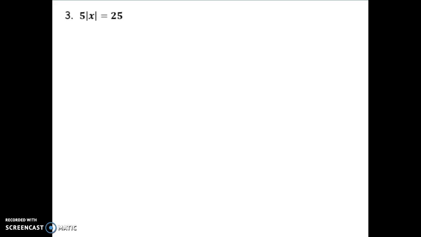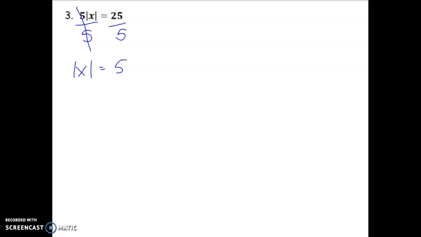So to get rid of that 5, that is 5 times the absolute value of x. Opposite of multiplication is division. So I'm going to divide both sides by 5. All right, so when I cancel out the 5s over there, notice that that did not affect the absolute value bars. So I still have absolute value of x equal to 5. I still have absolute value, which means I'm still asking a question. I'm not done until I split it into two pieces.